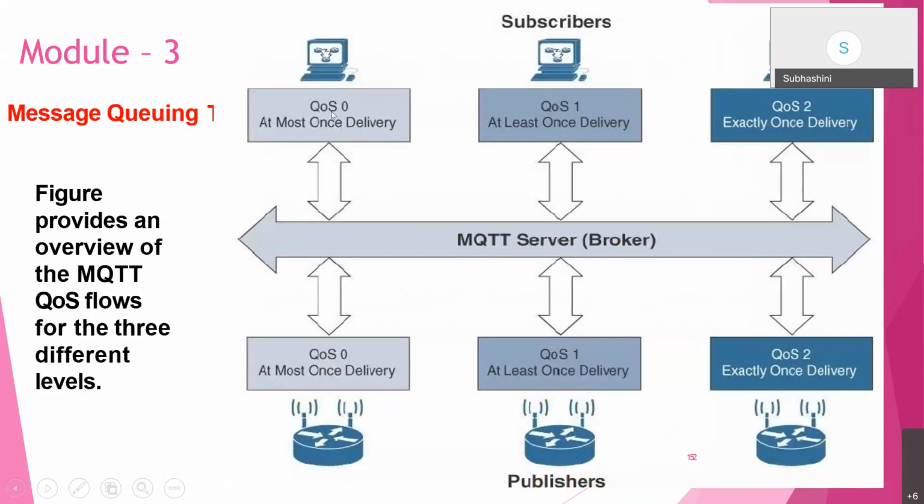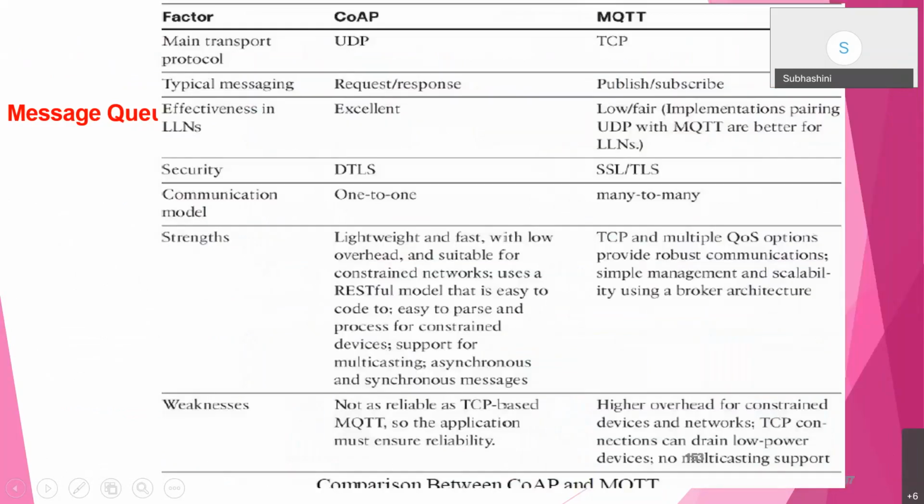Quality of service 0 tells delivery at most once of the data, quality of service 1 says you'll deliver the data at least once, and quality of service 2 says you'll deliver the data exactly once, and it measures the quality of service. And these are the differences between CoAP and MQTT.